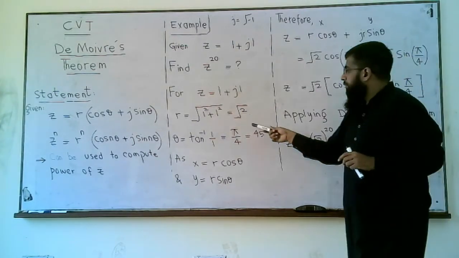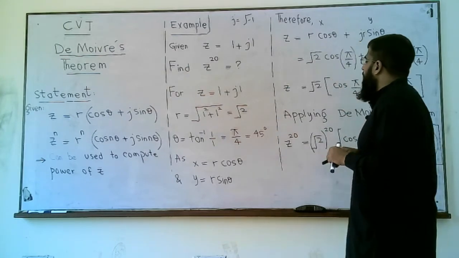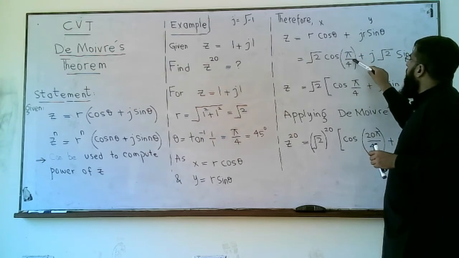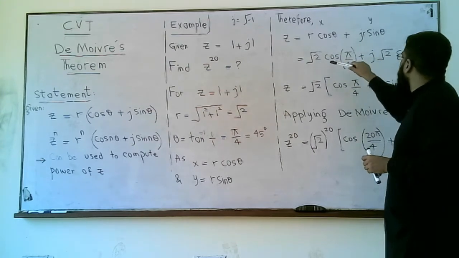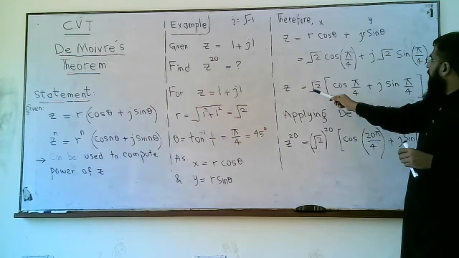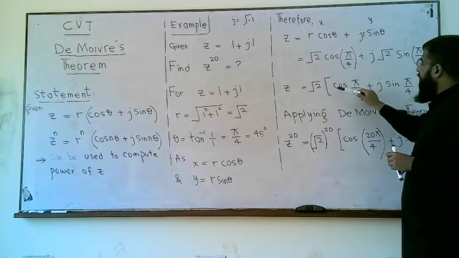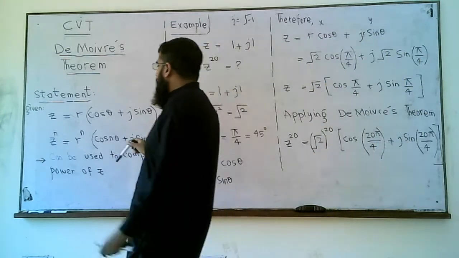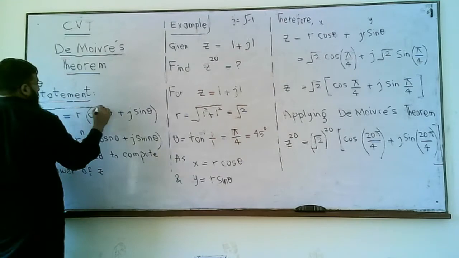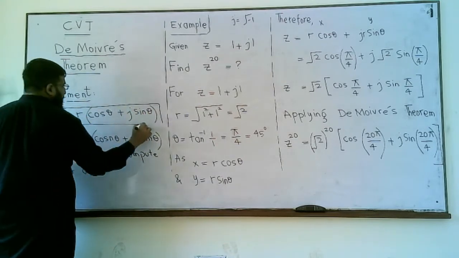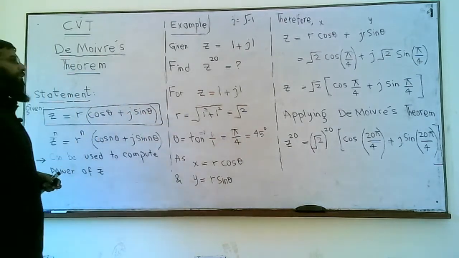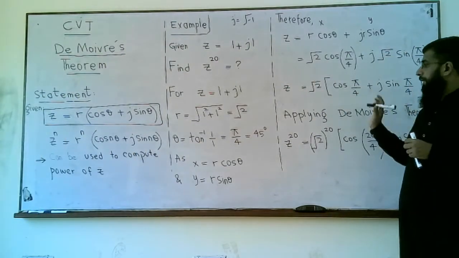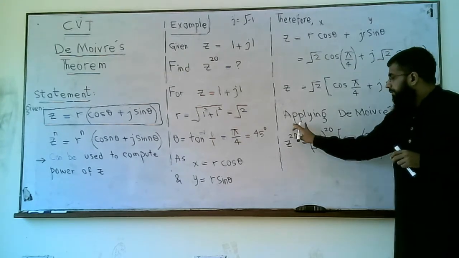R, we have just computed, is square root of 2 and theta is pi by 4 or 45 degrees. So, r is square root of 2 times cos pi by 4 plus j sin pi by 4, and z can be written taking square root of 2 as common. Now, we are in the form in which we can apply De Moivre's theorem, r cos theta plus j sin theta. So, now we are ready to apply De Moivre's theorem because we are all set. Finding z to the 20 is simple.